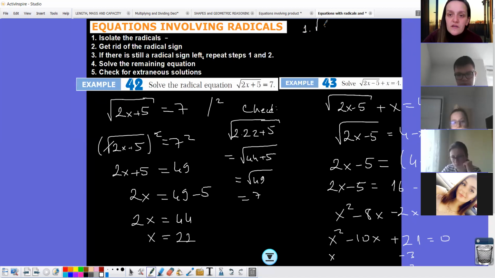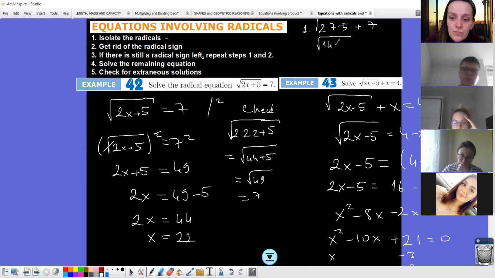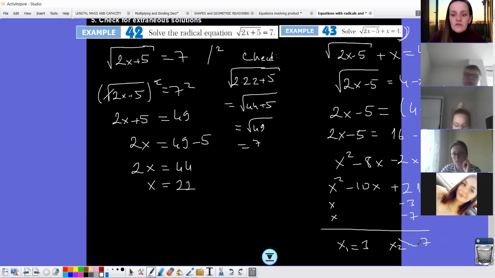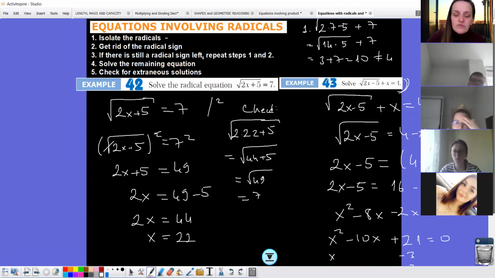First one, 2 times 7 minus 5 plus 7. So 2 times 7 is 14, minus 5. Teacher, the second one won't work. This one won't work, I think. 14 minus 5 will be 9. The root of 9 is 3, plus 7 it's 10, but it's not 4, as you can see. Yeah, has to be. But the other one will work. So this one is not our solution.